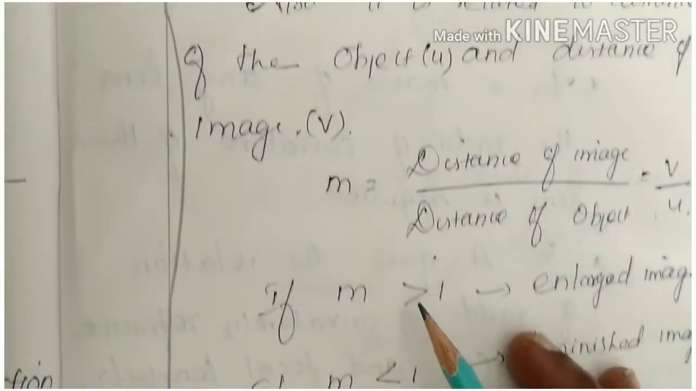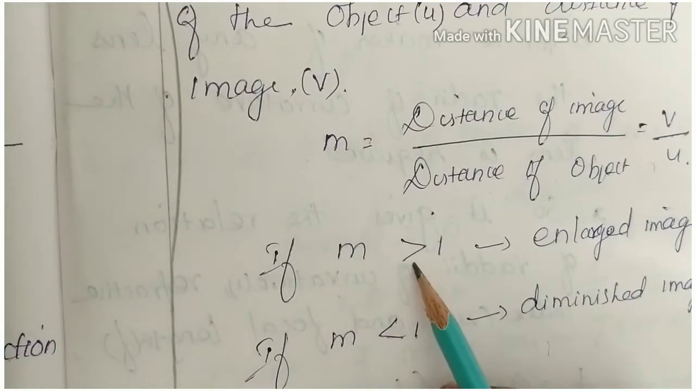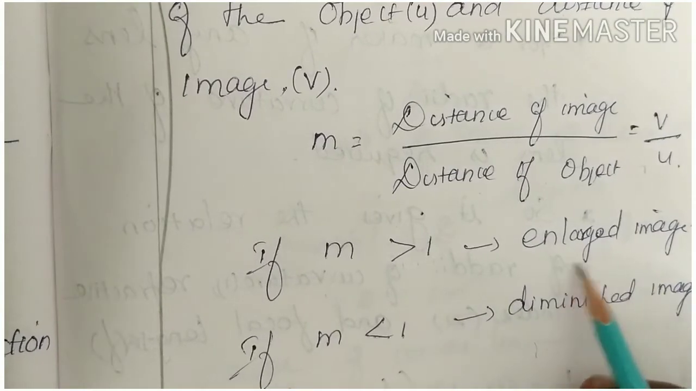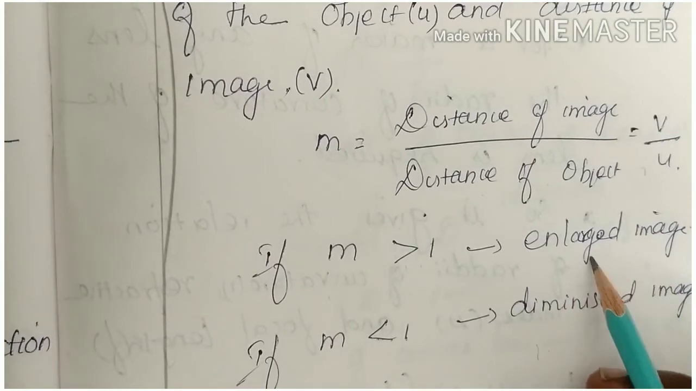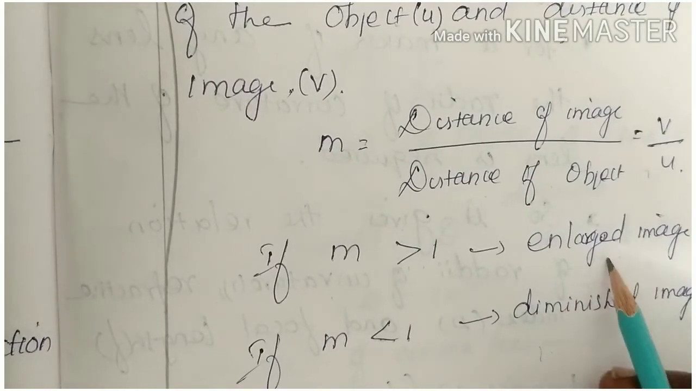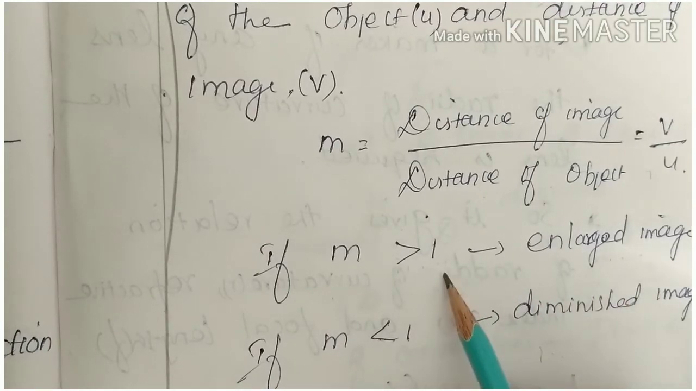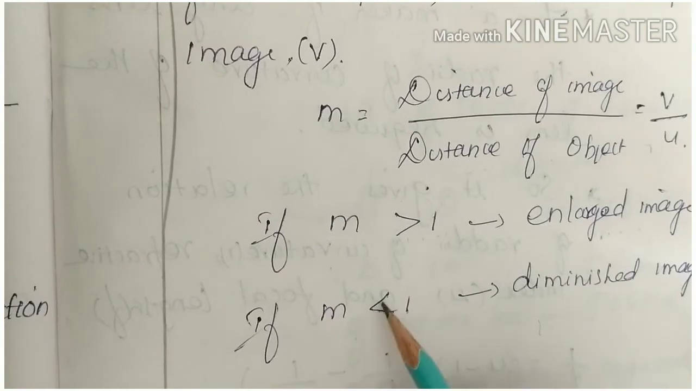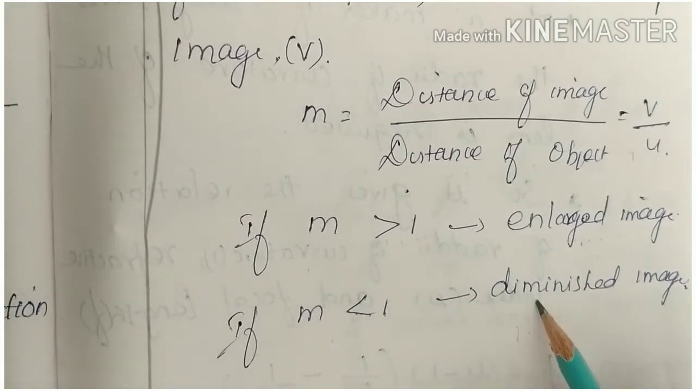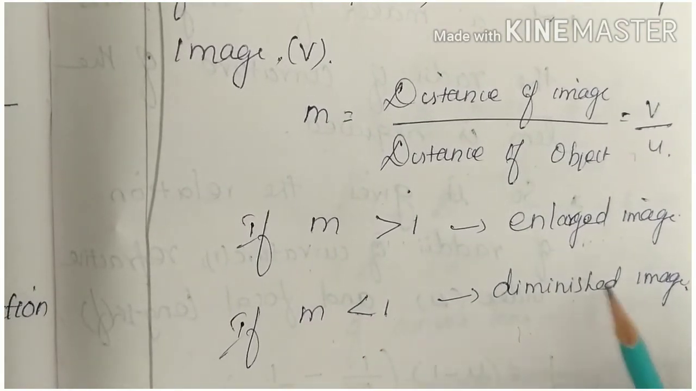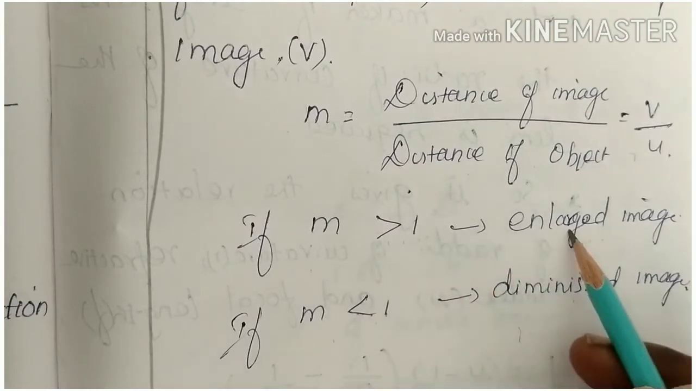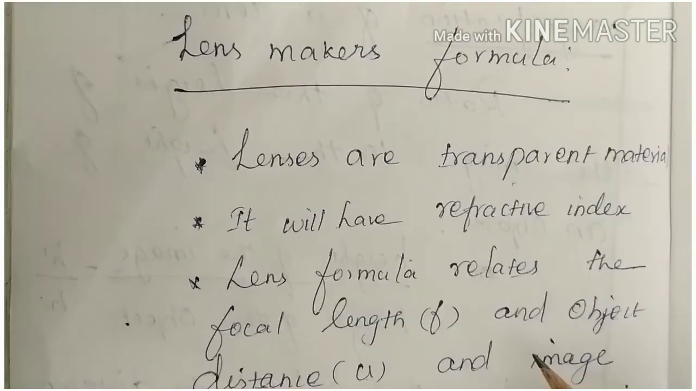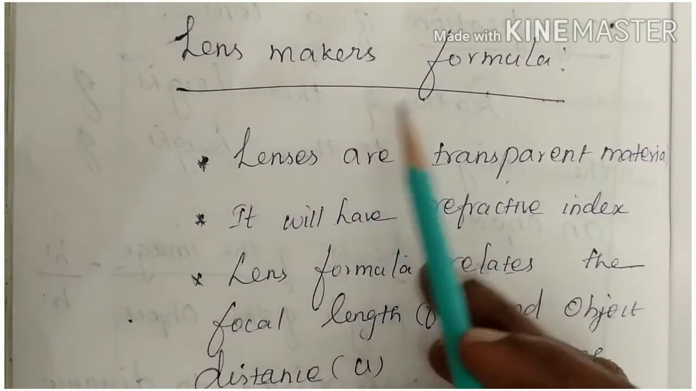Now listen, if the value of magnification is greater than 1, it means we are getting an enlarged image. The size of the image is very large. Magnification greater than 1 means an enlarged image. And magnification less than 1 means we are getting a diminished image. So based on this value we can say whether it is an enlarged image or a diminished image. Have you all understood?